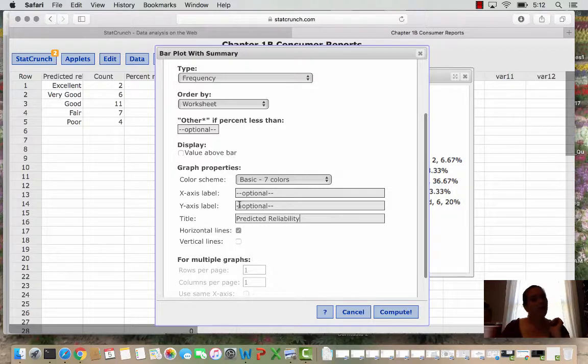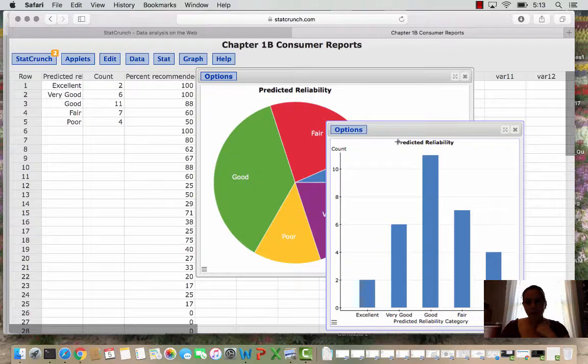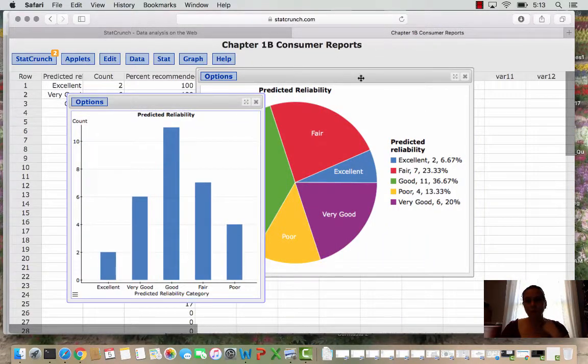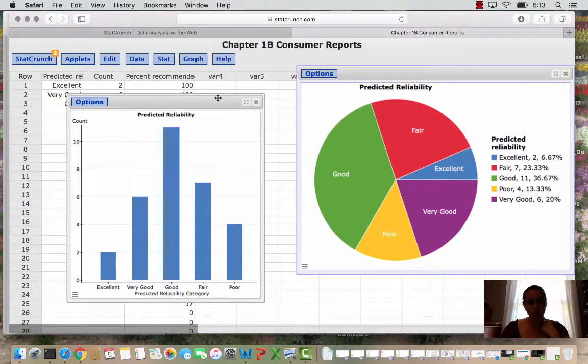And then on the bar graph, I can label the x-axis and the y-axis. I'm going to label the x-axis as predicted reliability category. You'll notice StatCrunch even autocorrects your spelling typos. And then the y-axis I'm going to label as count, and compute. And so here's my predicted reliability. And we see a spike of good, just like we saw in the pie chart.